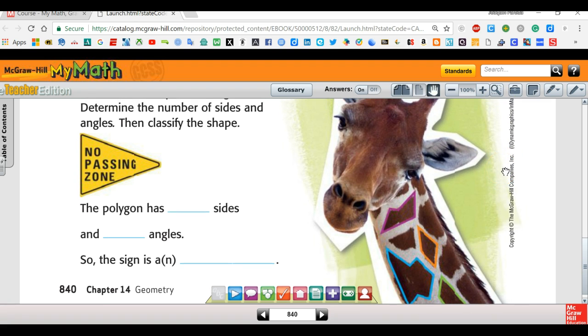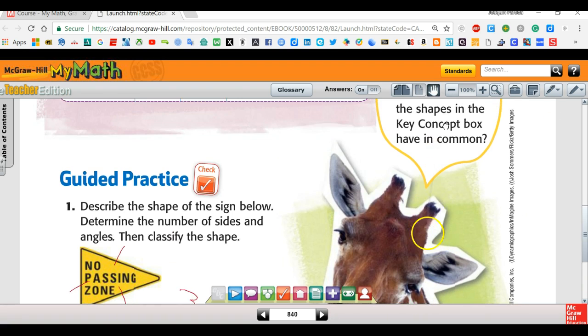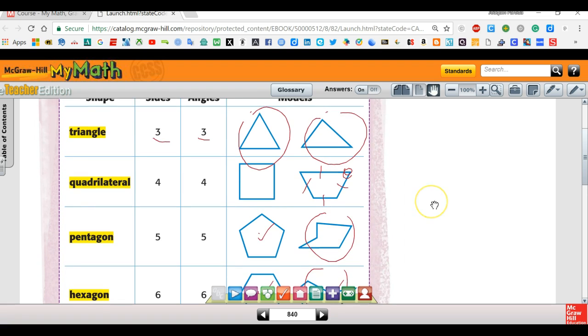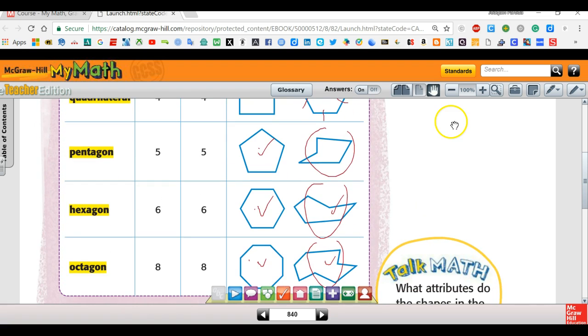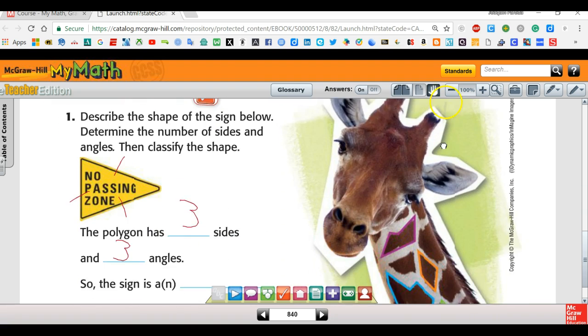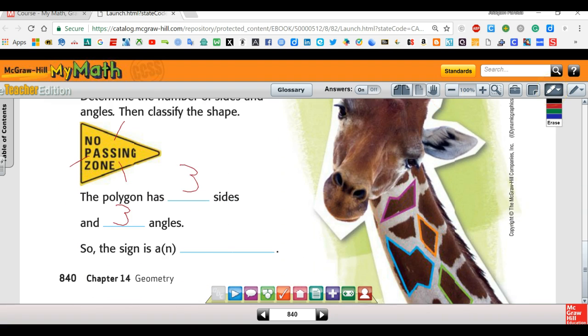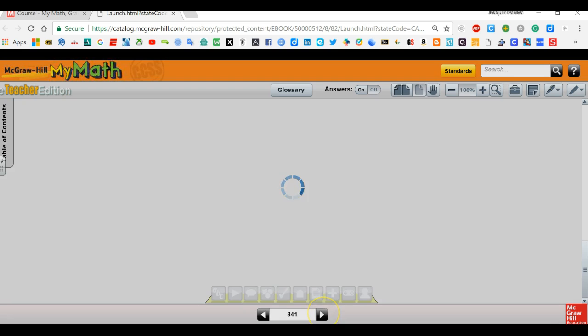You want to do number 1 for me, please? Here we go. So how many sides? Well, let's count them. 1, 2, 3. 3 sides. And how many angles? 3. Okay. Lily, what shape is it? The triangle. Is that right? Yes. Look at the chart that I have at the top. Yes, 3 sides, 3 angles. That's a triangle. Correct. Triangle. Perfect. Go on to the next page.